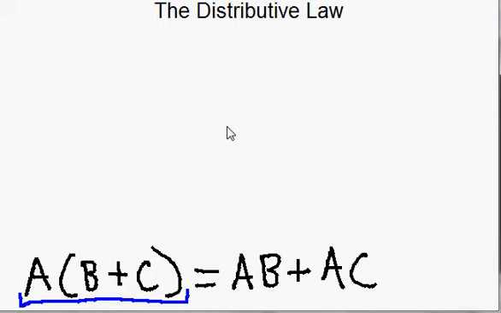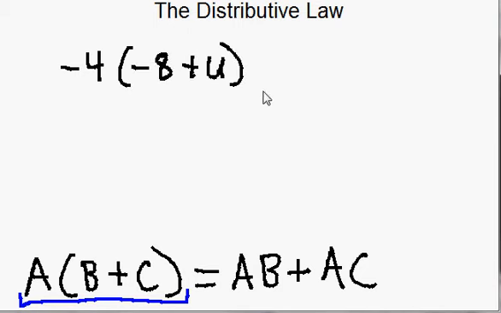Suppose I had negative 4 times negative 8 plus u, and I want to apply the distributive law. So what the distributive law really says is that I take the number on the outside and I multiply by each one of the numbers on the inside and add them together. So negative 4 times negative 8, here, I'll just write that out. Negative 4 times negative 8. I better put that in parentheses there. So it's a negative times a negative. You know that a negative times a negative is a positive, right?